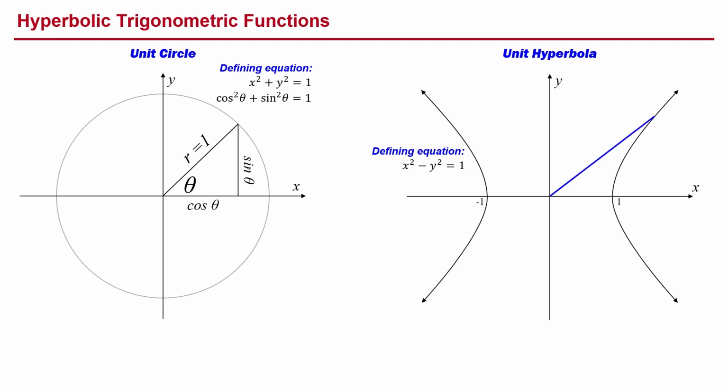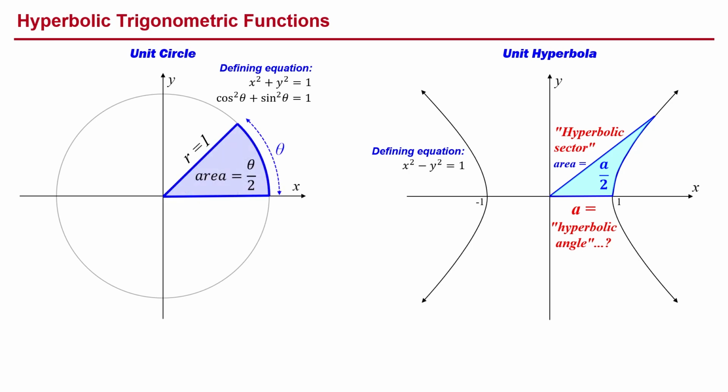Let's draw a segment from the origin to some point on our hyperbola. So, what is the hyperbolic angle A associated with this point and this segment? To define A, we need to look at the hyperbolic sector formed by the segment, the hyperbola, and the x-axis. The hyperbolic angle is defined as A for a hyperbolic sector with area A over 2. Stated another way, the hyperbolic angle is defined to be twice the area of its hyperbolic sector. This seems like a weird definition taken on its own, but it makes a lot more sense when compared with the alternate definition of angles in the unit circle that we just discussed.